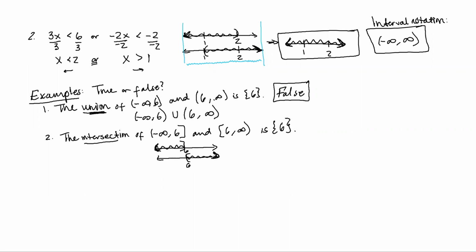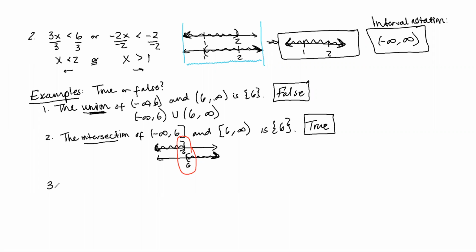Now, it doesn't really look like it has an overlap, but let me actually use a different color there. See how they both have a bracket at 6. Because they both have a bracket at 6, that means that 6 is included in both of these intervals and nothing else because they don't overlap anywhere else. So this one is true. 6 is the only thing that they have in common.